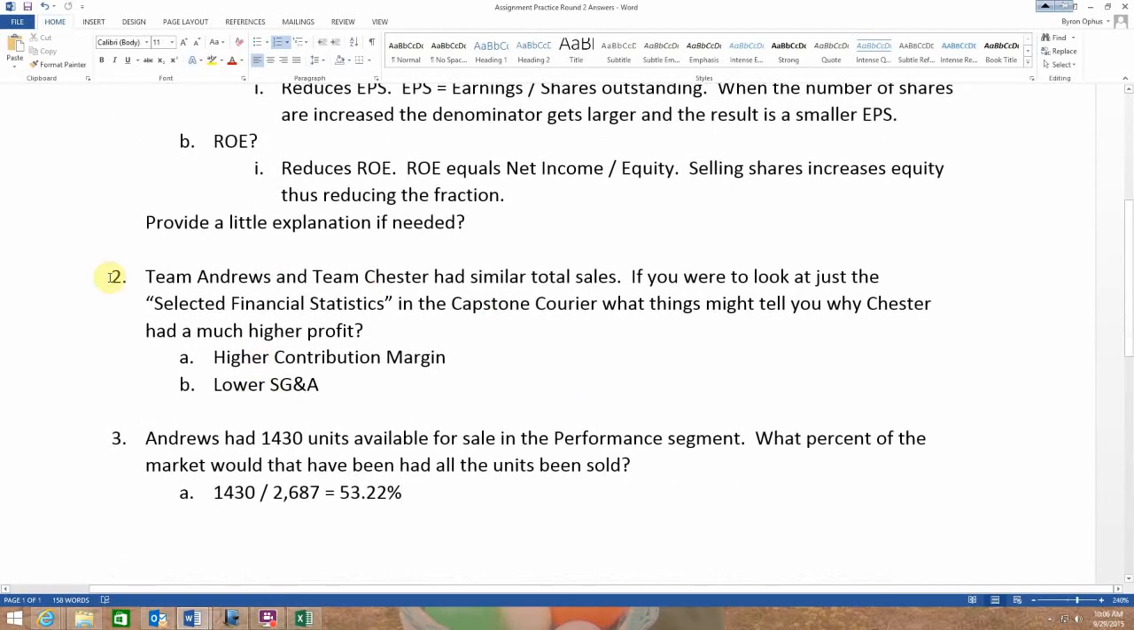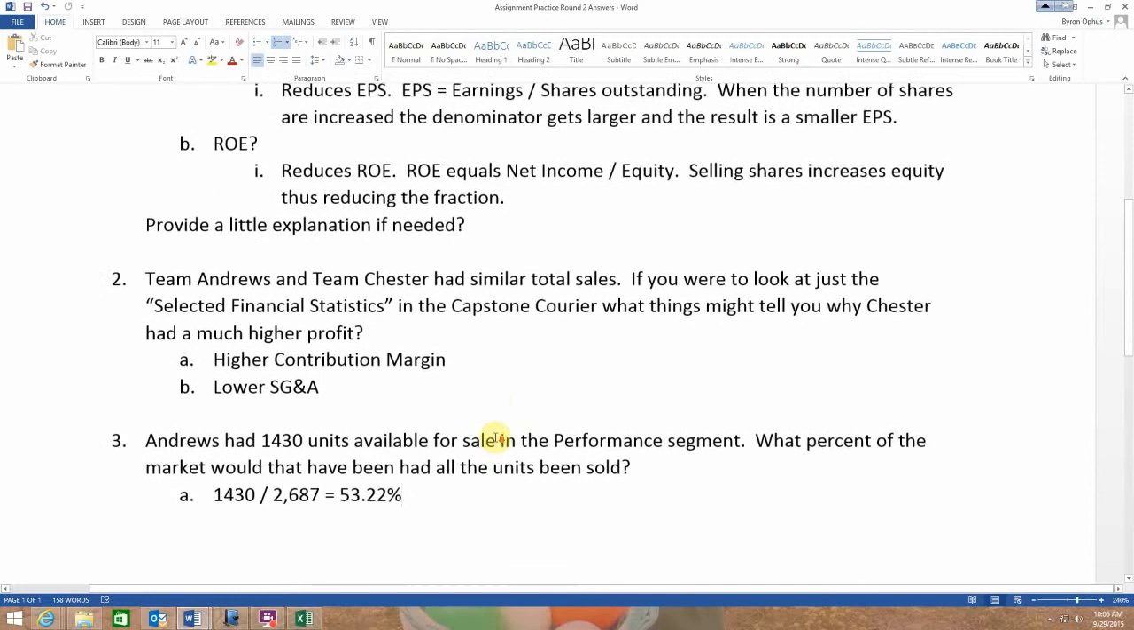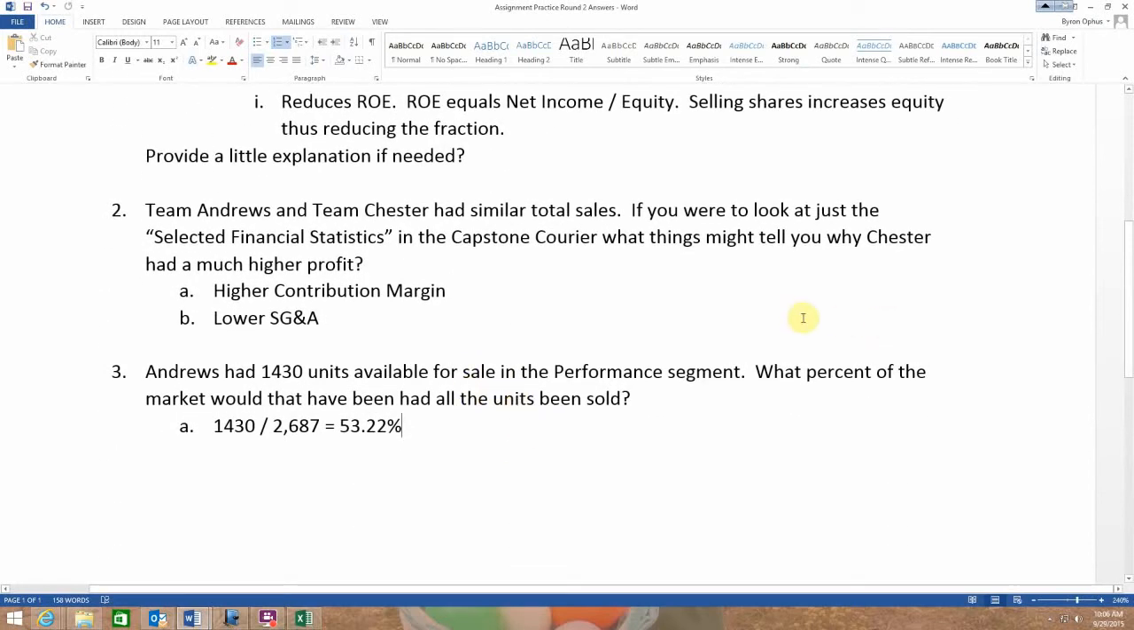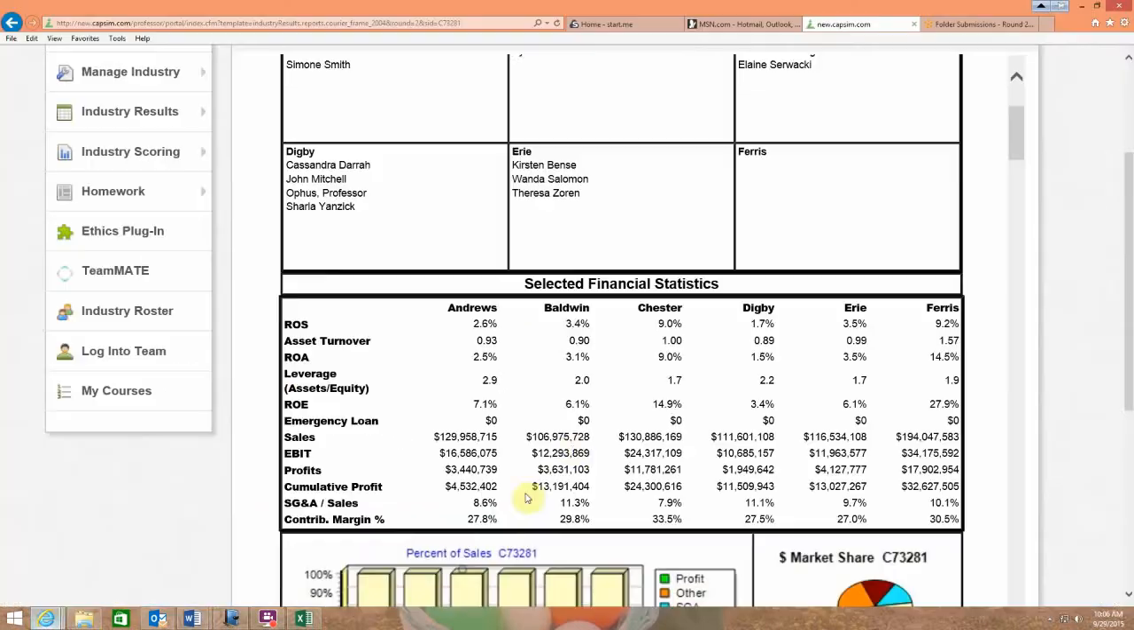Question 2, Team Andrews and Team Chester had similar total sales. If you were to look just at the selected financial statistics in the Capstone Courier, what things might tell you why Chester had a much higher profit? Really struggled. I read through the answers, and I think maybe one person got this one correct, and it was meant to be not that difficult, I didn't think, but obviously we have to talk about it. Simply put, higher contribution margin, lower SG&A to sales. Let's go have a look at what I mean.